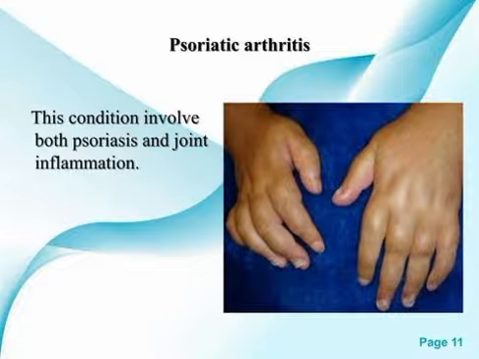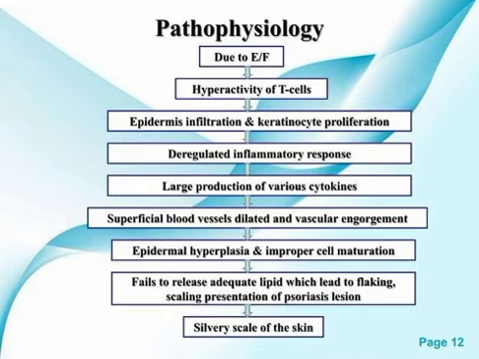So the next will be psoriatic arthritis. Arthritis means nothing but inflammation occurring at the joints. So in this condition, it involves both the psoriasis as well as joint inflammation. While we are learning about the pathogenesis of psoriasis, we can easily understand the concepts connecting inflammation and psoriasis. So psoriatic arthritis is nothing but the condition which involves both psoriasis as well as joint inflammation.